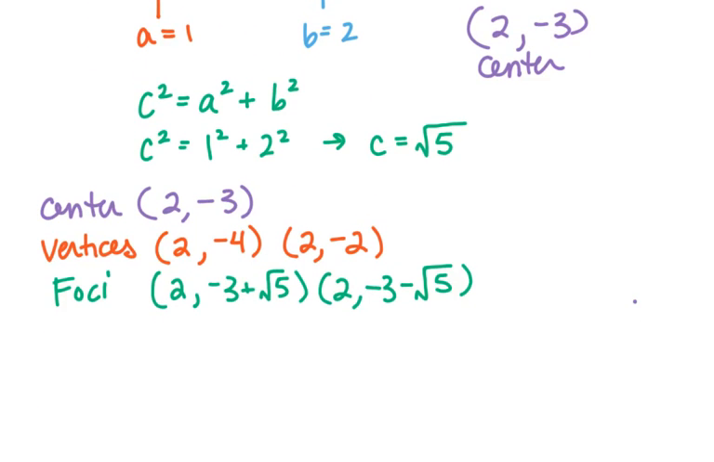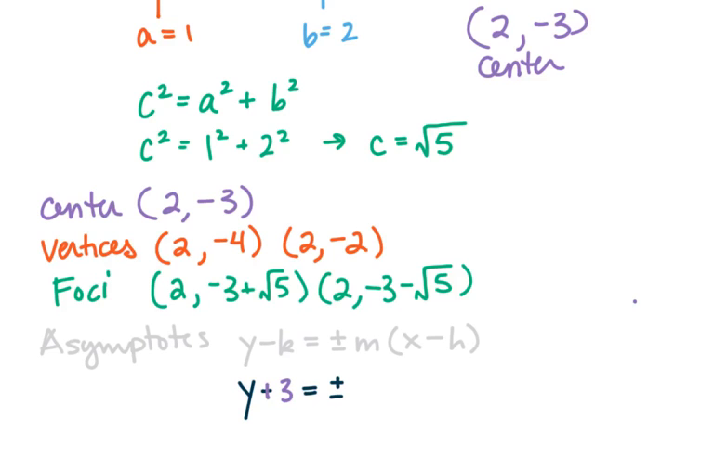We have one last piece for us to write, and that would be our asymptotes. So we like to think about this as point slope form, or y minus k equals plus or minus whatever my slope is, times x minus h. So we're going to have y minus, my k value is -3, so that's going to become y plus 3, equals plus or minus some slope, and we have x minus 2.